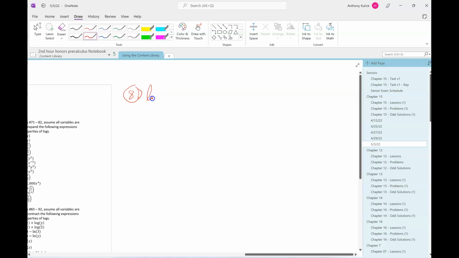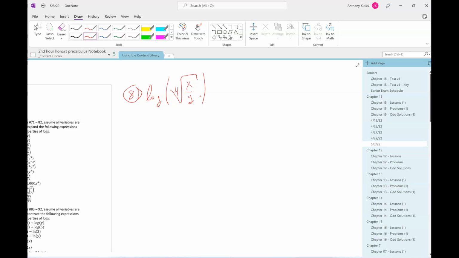So 81, we have log of the 4th root of x over y. Okay, so this one we have to be a little bit careful about the order in which we're doing things. Alex, what was the first thing you'd want to do when we're expanding this? Yeah, so you wouldn't want to start with the quotient. You'd want to start with the power property here because that power is surrounding the quotient.